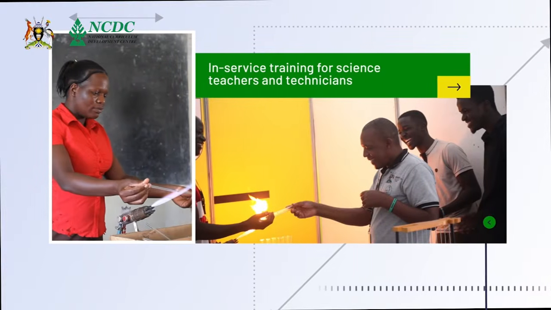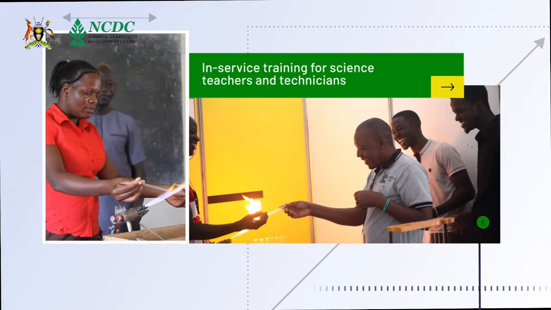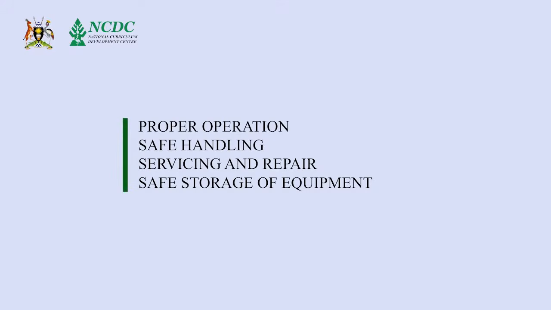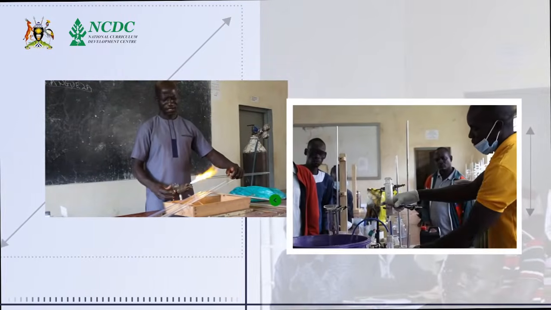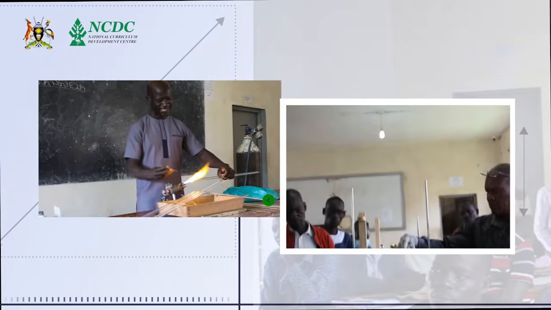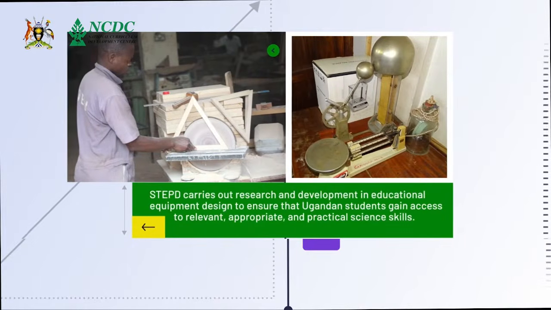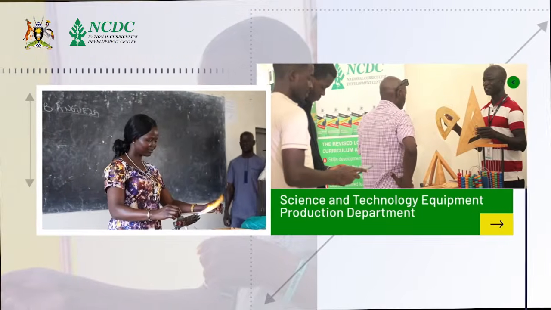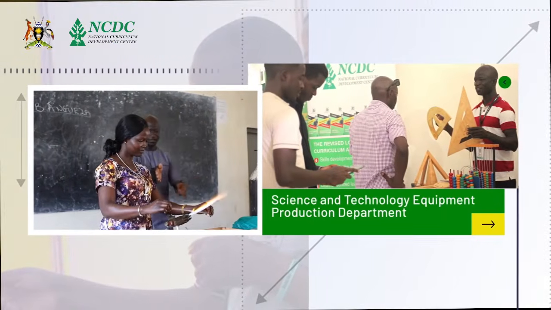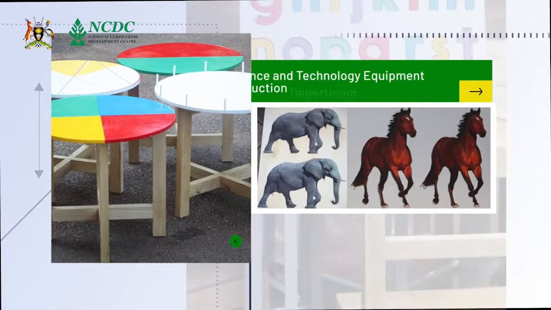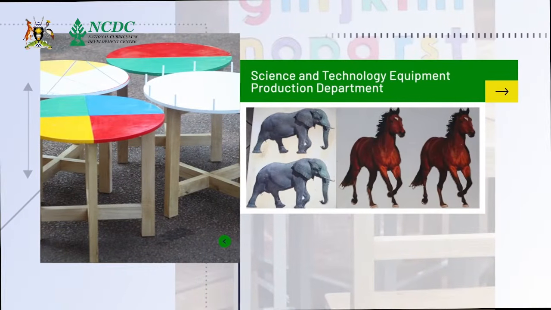The department also conducts in-service training for science teachers and technicians. They are trained in proper operation, safe handling, servicing and repair, and safe storage of equipment. Empowering teachers means empowering learners. STEPD carries out research and development in educational equipment design to ensure that Ugandan students gain access to relevant, appropriate, and practical science skills. Innovation begins with hands-on experience.